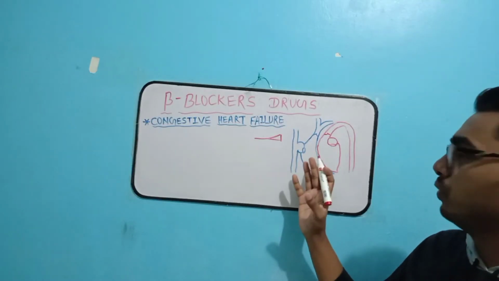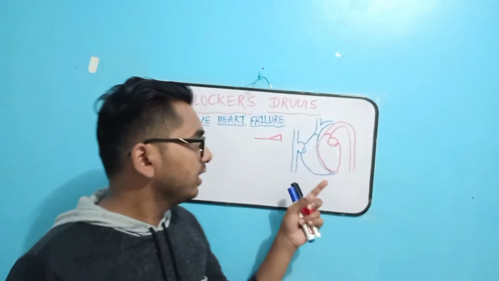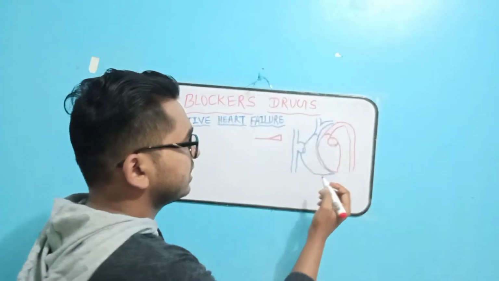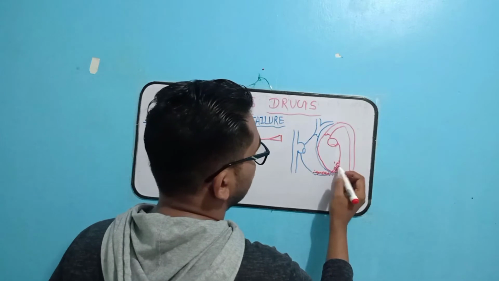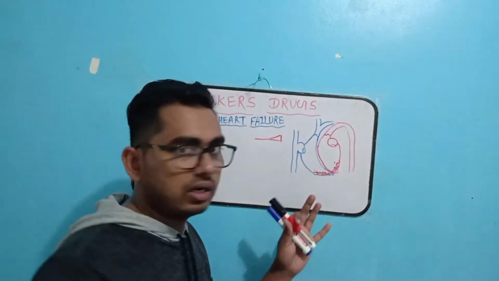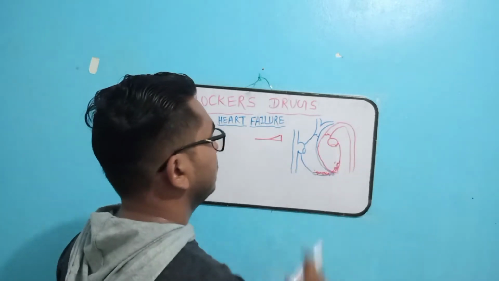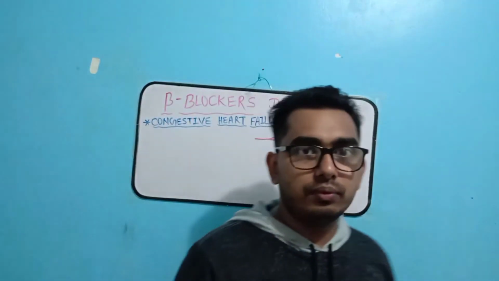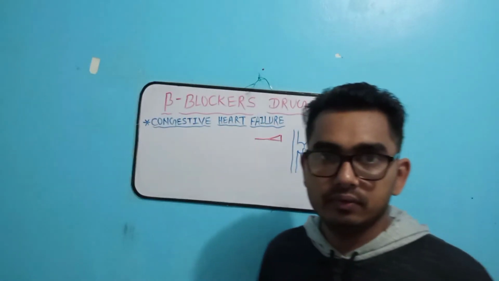If that happens for a long time, then there is a dangerous complication in the heart, and that leads to pathological change in the cardiac tissue, and it undergoes progressive heart failure, and it affects the normal function of the heart. And now we have to know how the drugs work in congestive heart failure.